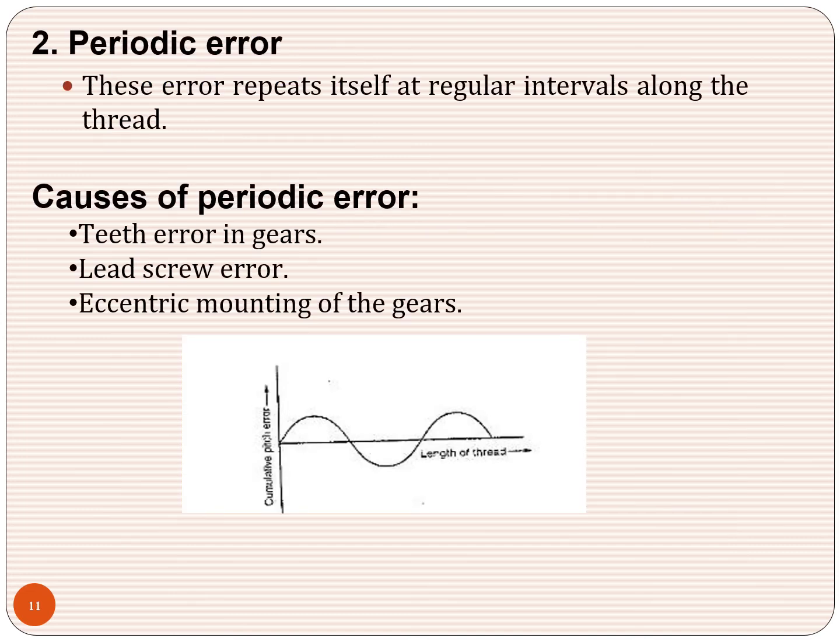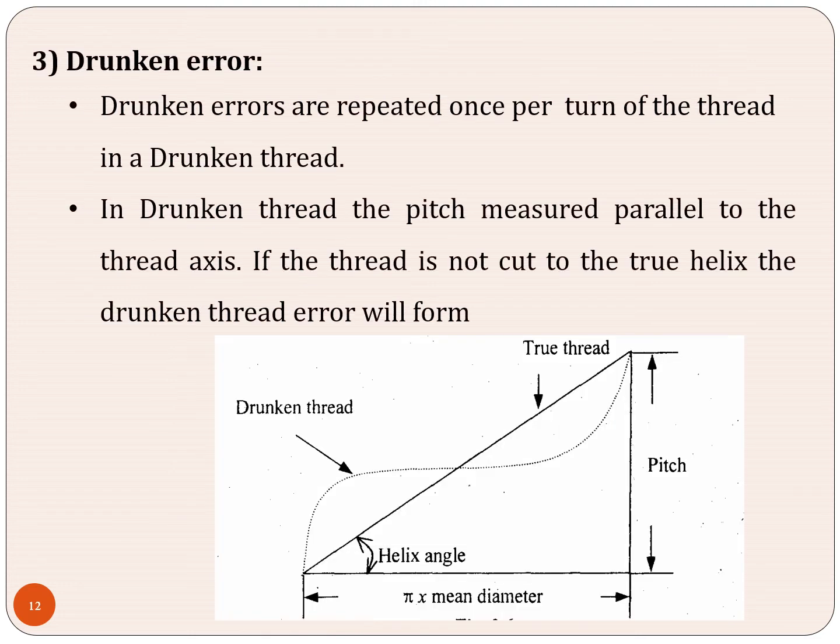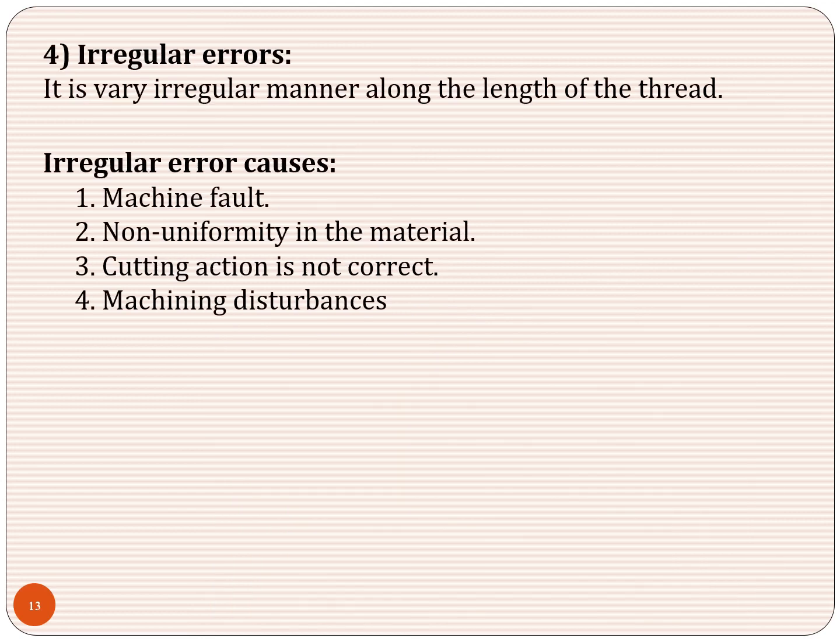Likewise, we will have different types of threads. Drunken error means errors are repeated once per turn of the thread in a drunken thread. If the thread is not cut parallel, then we will get a drunken thread. Irregular threads occur in an irregular manner. It may be due to machine fault or non-uniform, incorrect cutting action, or machine disturbances.